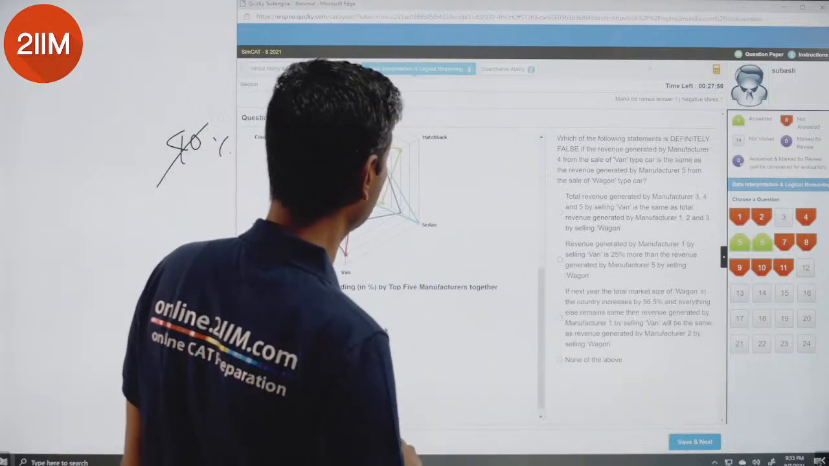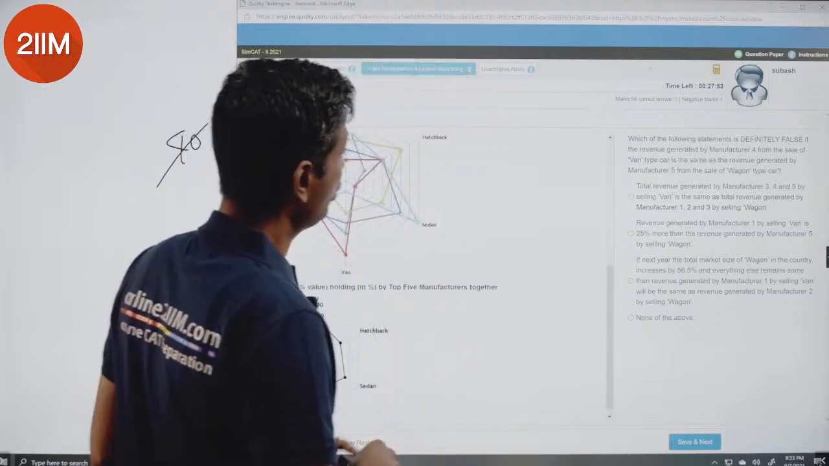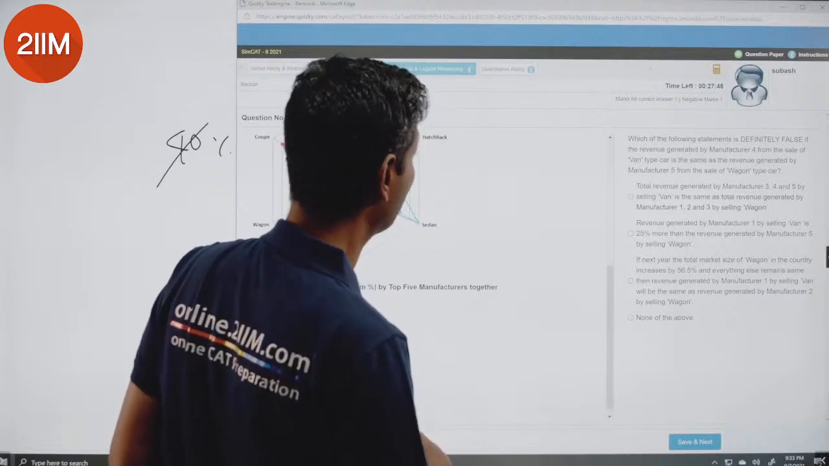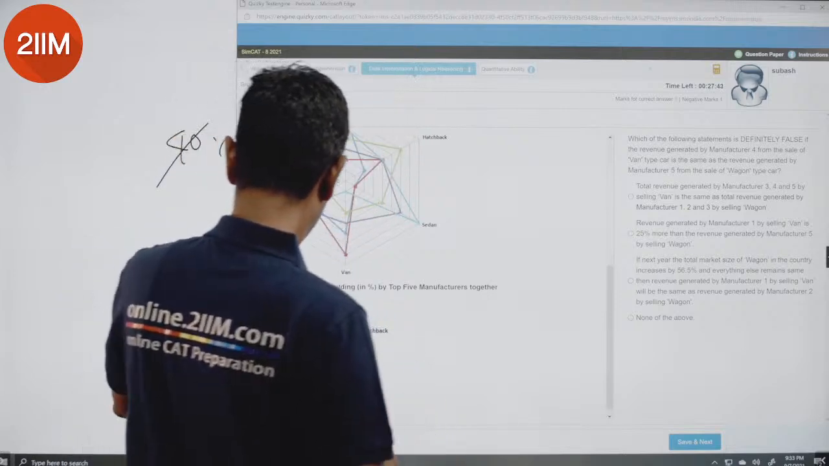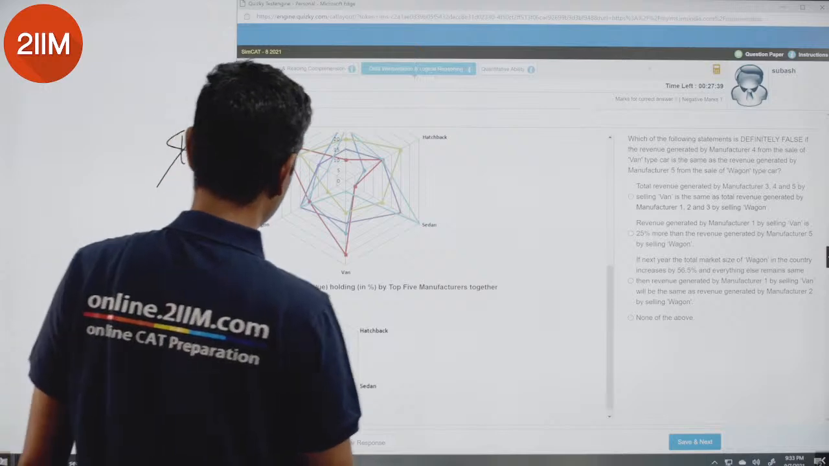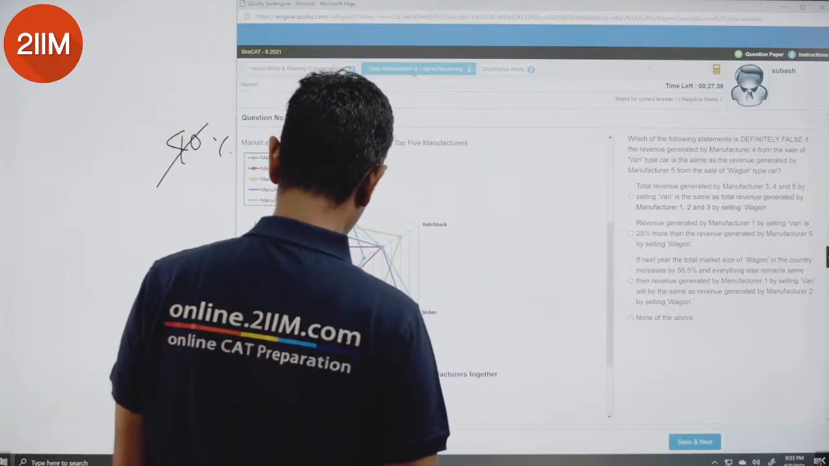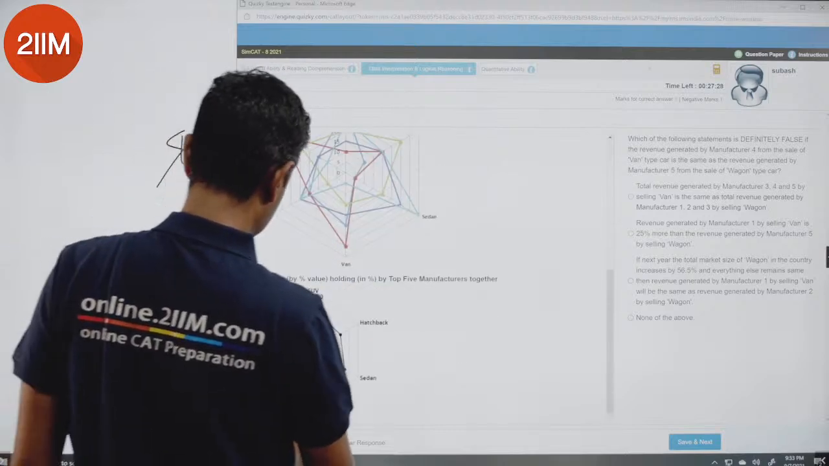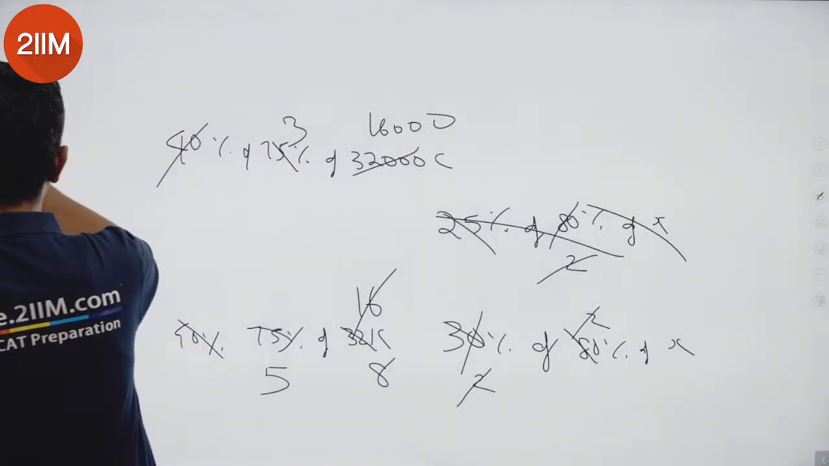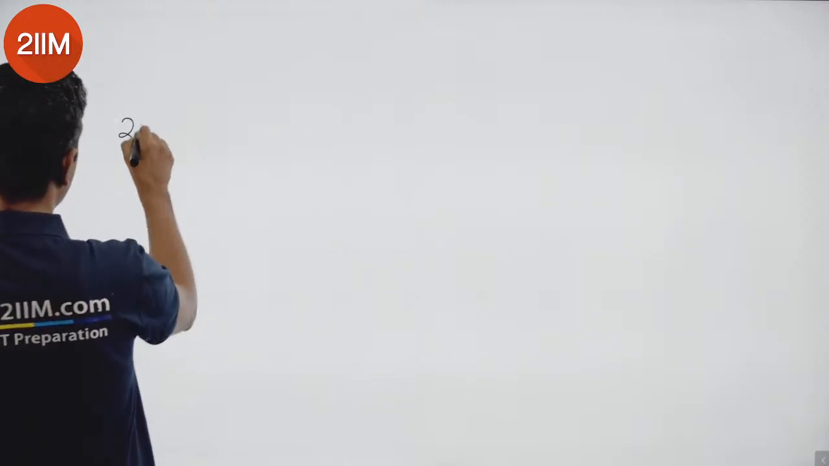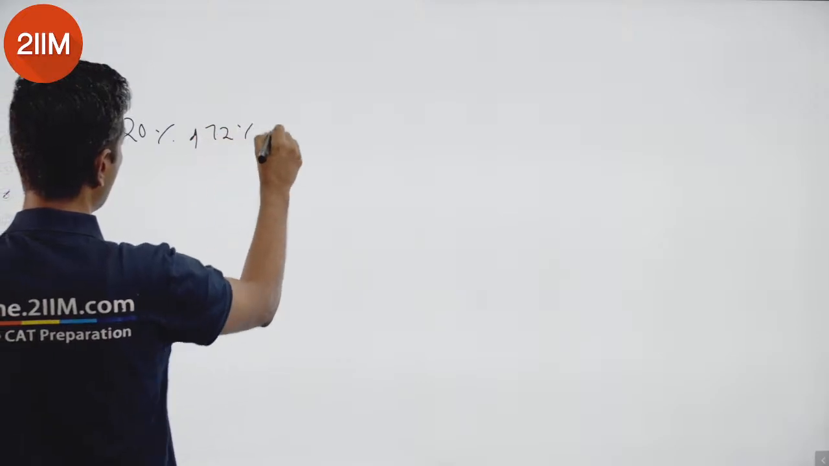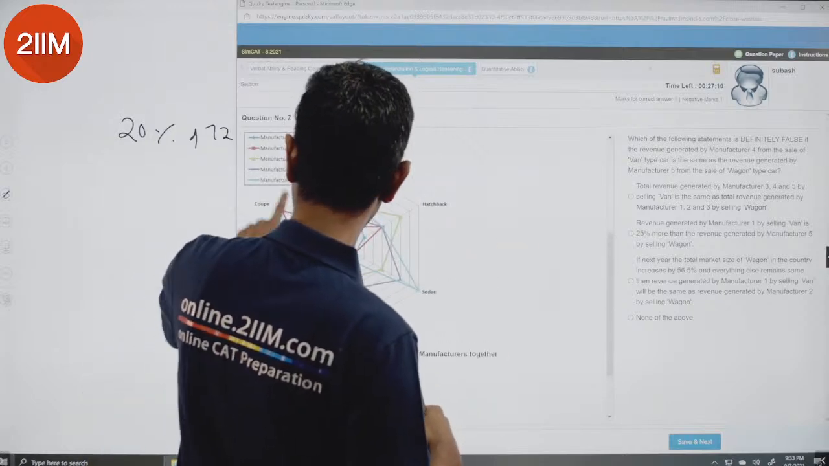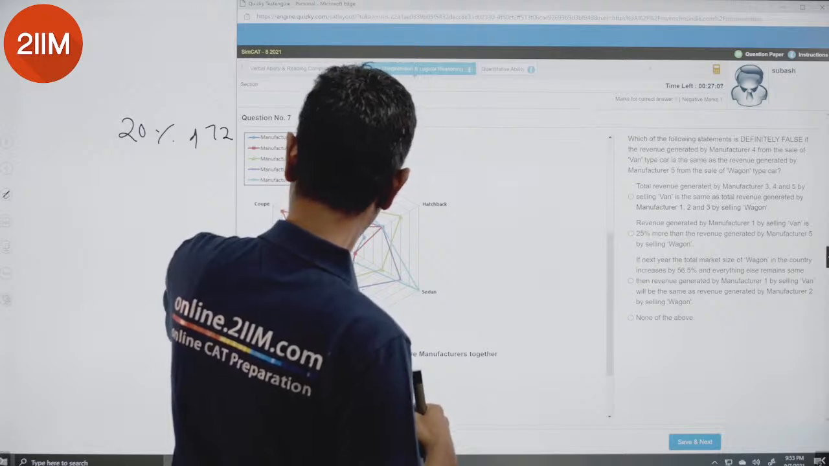Which of the following statements is definitely false? Is the revenue generated by manufacturer 4 from the sale of van type car the same as the revenue generated by manufacturer 5 from the sale of wagon type car? 4 from van type. Van type is 72% of market. 4 is purple. Purple in van is 5, 10, 15, 20. 20% of 72% of van. This is manufacturer 4 in van type. Van type is 72%. Manufacturer 4 is purple. And that is 5, 10, 15, 20%. Lovely.